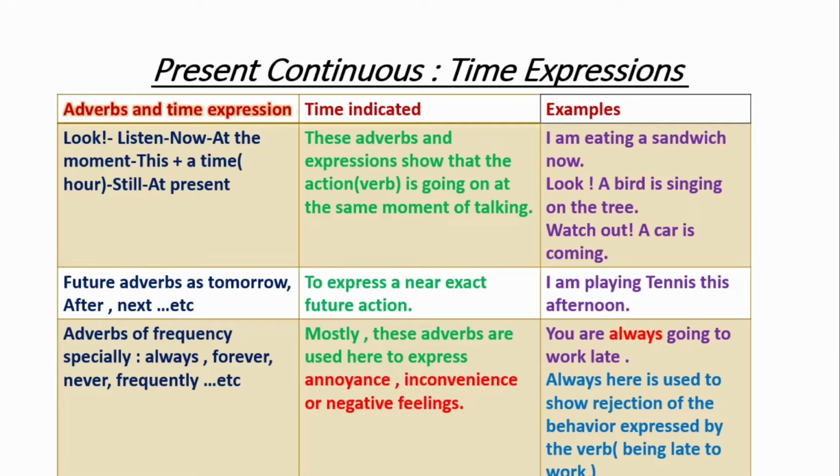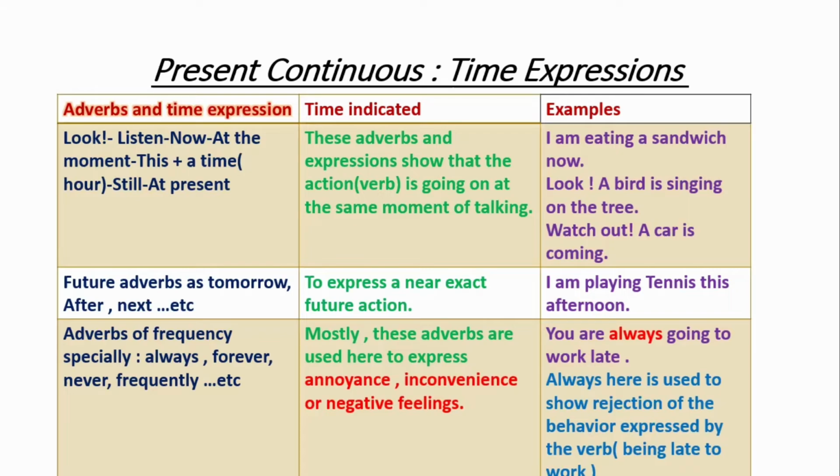So we have three types of adverbs to express the present continuous. If we want to show that the verb is going on now while talking, we say look, listen, now, and the others. If we want to show an exact future, a planned future, or a near future, we use adverbs of the future, like after, next, and tomorrow. And if we want to show dissatisfaction, annoyance, or anger about the action itself, we use adverbs of frequency, like frequently, always, forever, and others. These are the three types.